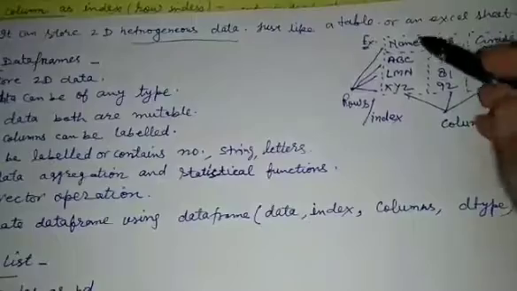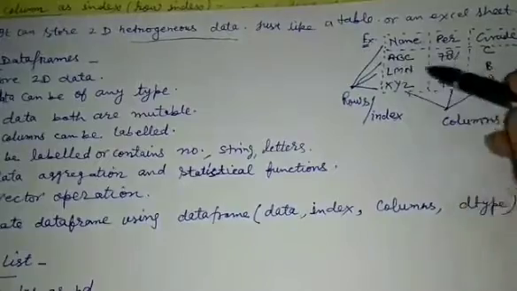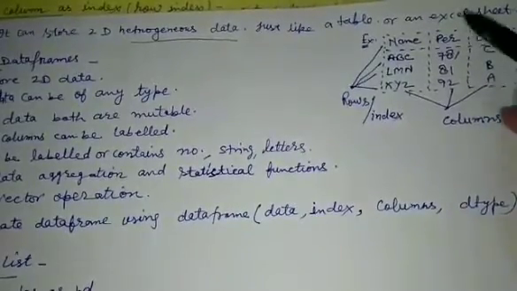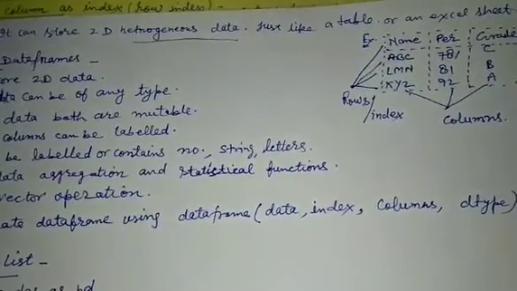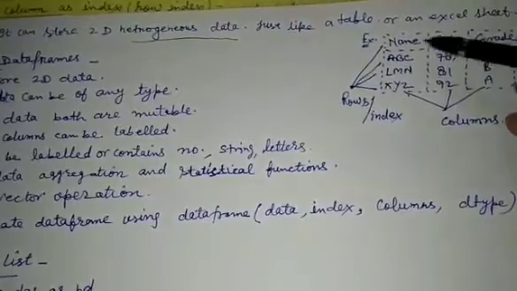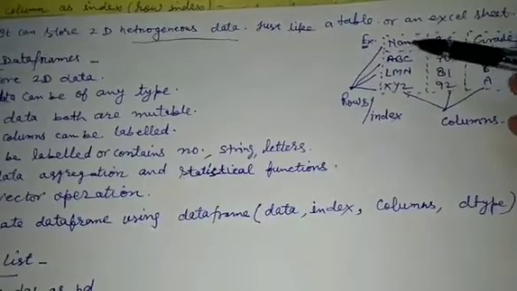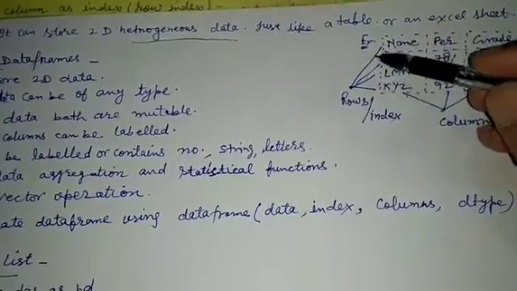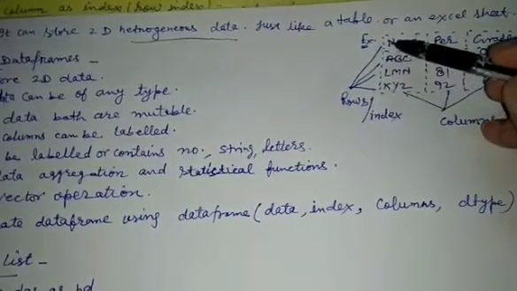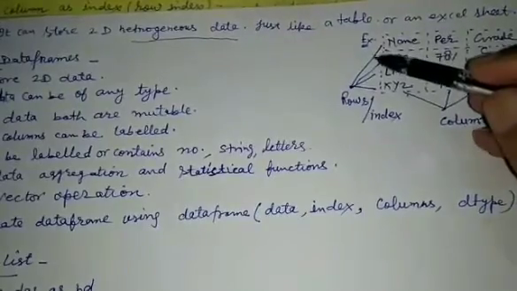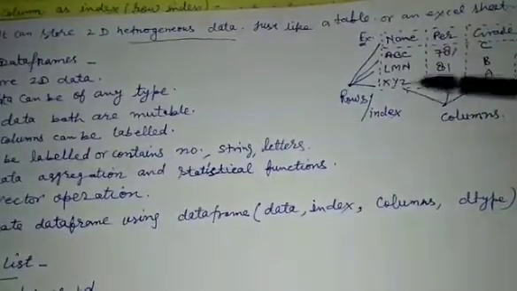So you can see that this structure is quite similar to a table having rows and columns, or an Excel sheet. You have done a lot of work on Excel sheets. It is just like an Excel sheet because you can name the columns and you can also name the rows. Just like in Excel, you have columns A, B, C, and rows 1, 2, 3. You can also provide names to the rows and columns in a data frame.